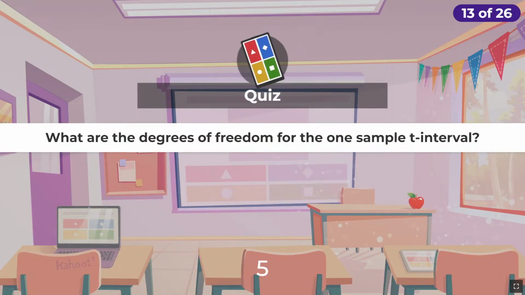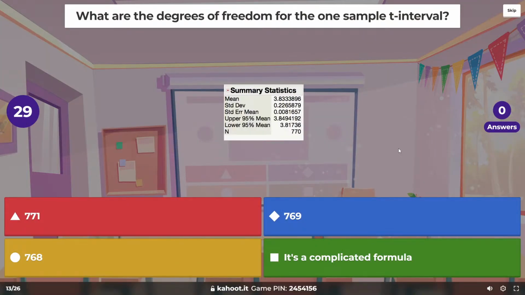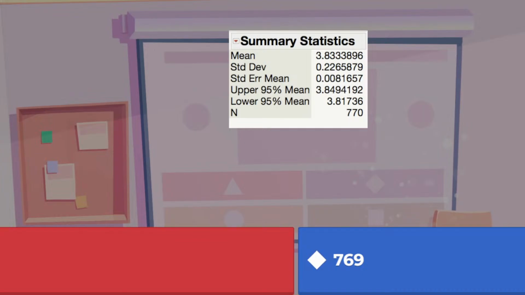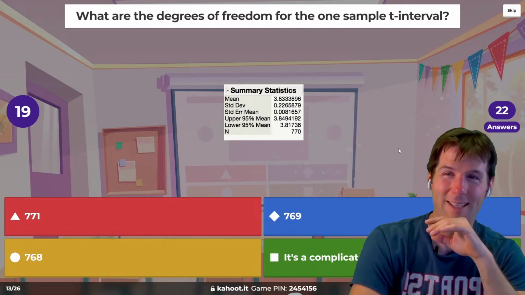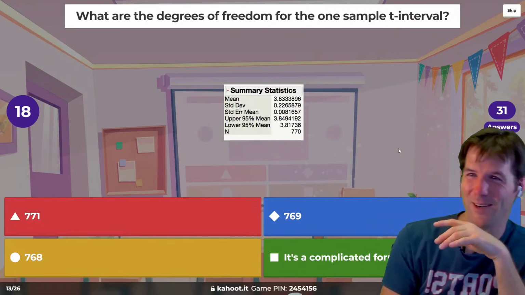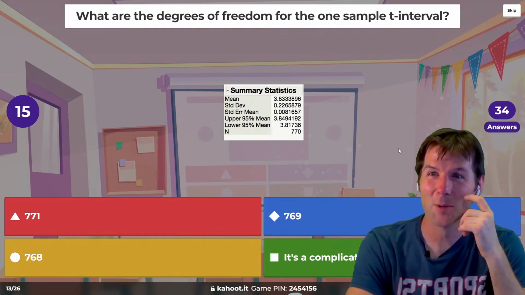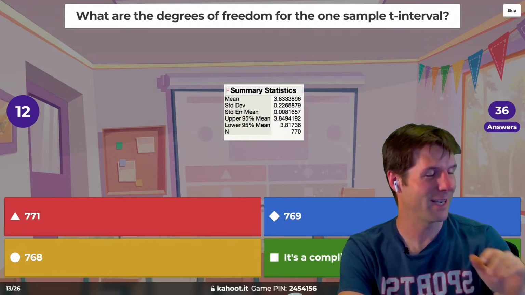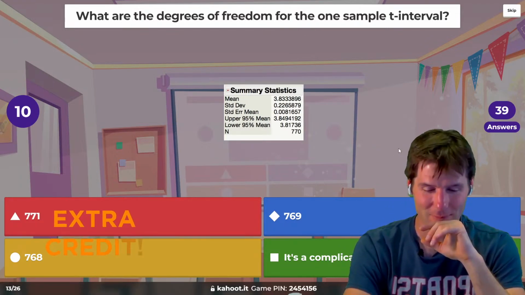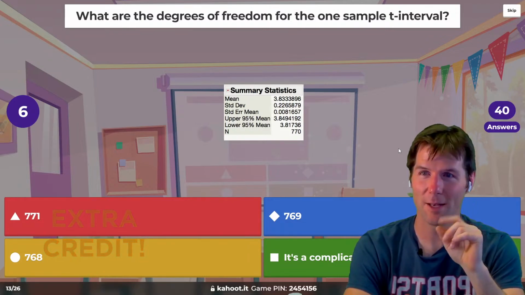Next question. What are the degrees of freedom for the one sample t interval? Should be nice and easy. Let's zoom in a little bit more if you can't see it. You should know it, seeing it right there. Anyone want to type the not complicated one, the one sample t degrees of freedom, in the chat? Savannah already did it: it's n minus 1. One sample t is n minus 1.